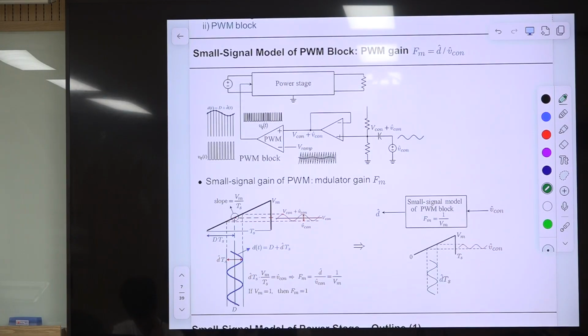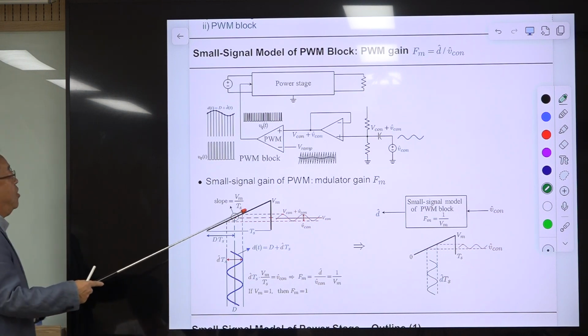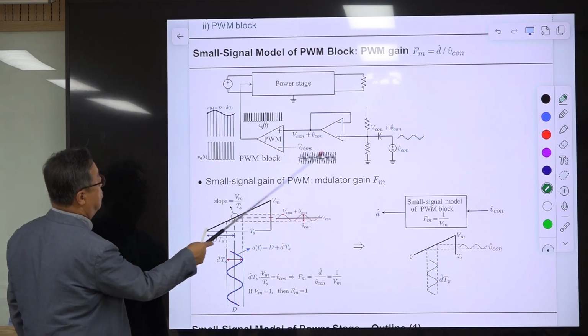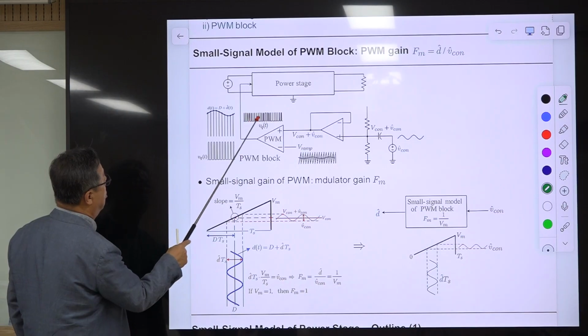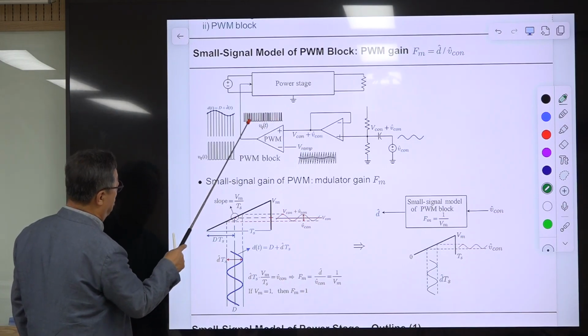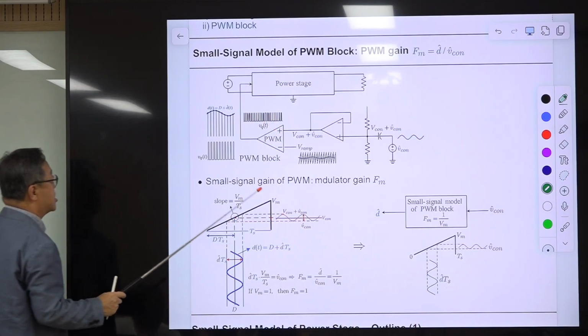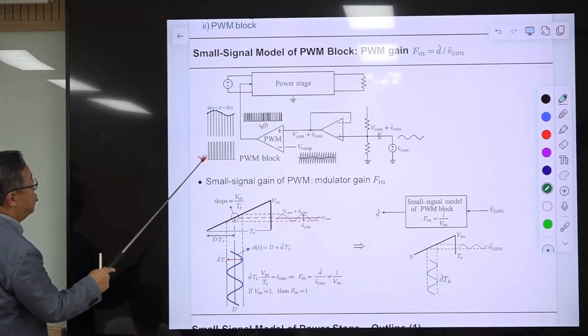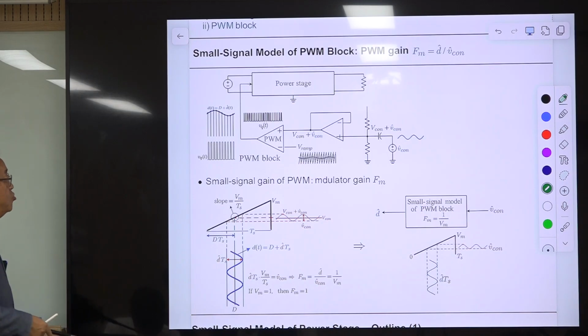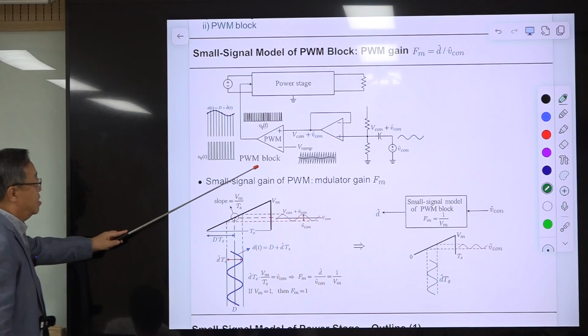So you have the actual waveforms. This is the PWM waveform, and this is the pulse width modulated PWM gate drive signal, and this is the v_control(t), and this is the continuous duty ratio we went through in the previous slide.